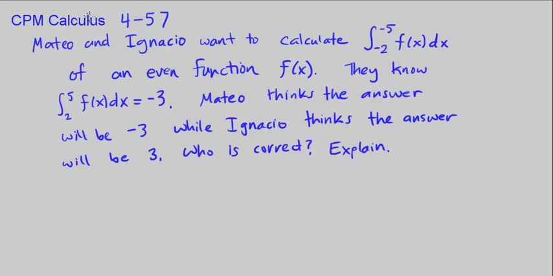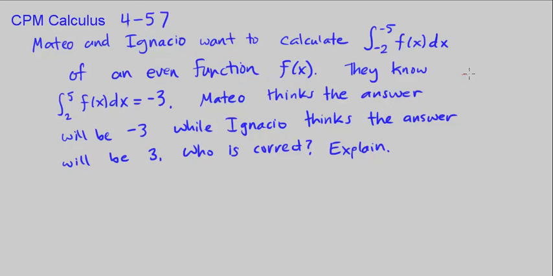This is CPM Calculus Chapter 4, number 57. Alright, so we're looking at Matteo and Ignacio who want to calculate the integral from -2 to -5 of f of x dx. And they know that f of x is an even function.